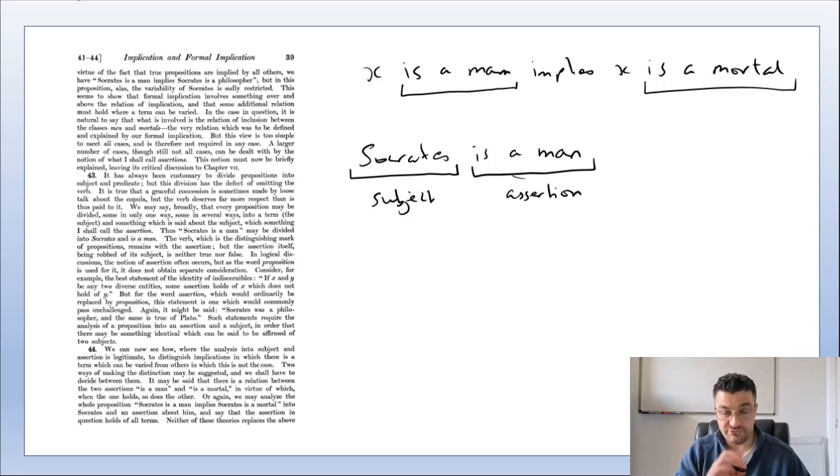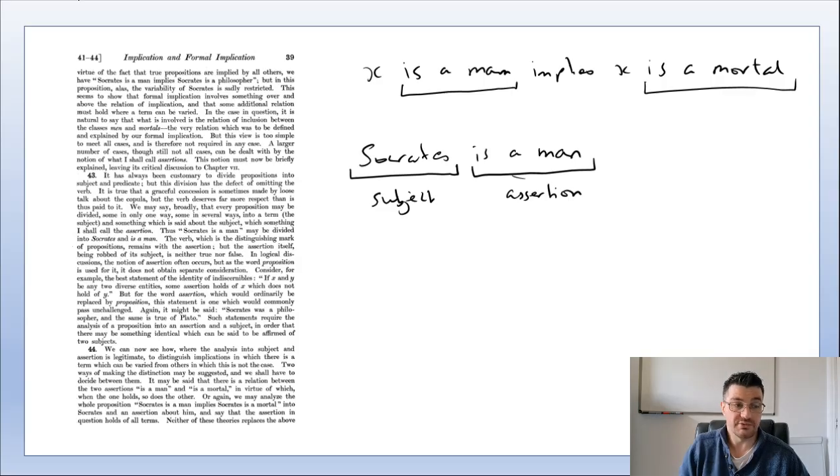Russell is not happy with either of these theories, actually, but he does choose one of them as more likely to be true than the other, as we'll see. So neither of these theories replaces the above analysis of "x is a man implies x is a mortal" into a class of material implications, but whichever of the two is true, if either, carries the analysis one step further. The first theory suffers from the difficulty that it is essential to the relation of assertions involved that both assertions should be made of the same subject.